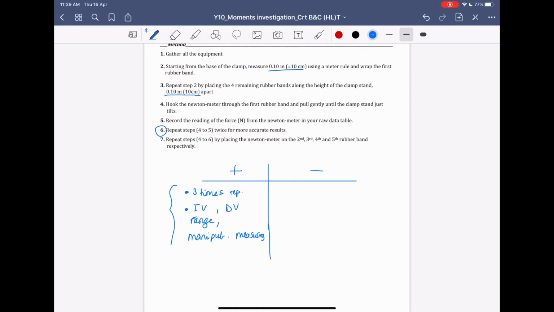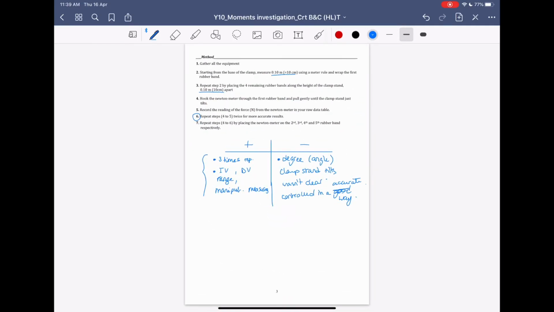Think about it. And you will see that this is due to human error, it's true, but the main error was that the degree or the angle that the clamp stand must tilt wasn't clear or wasn't controlled in a good way, in an accurate way. Okay, so this is what I have.